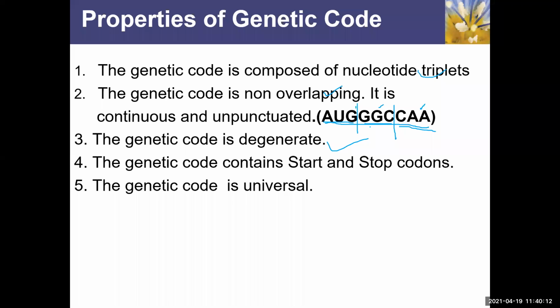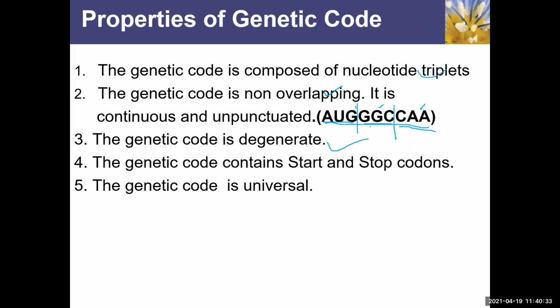What is universal? Universal means that every organism, the monkey and the humans, everybody will have the same genetic code. So the codons are the same for the same amino acids in all the species, whether it's a human or whether it's an animal.